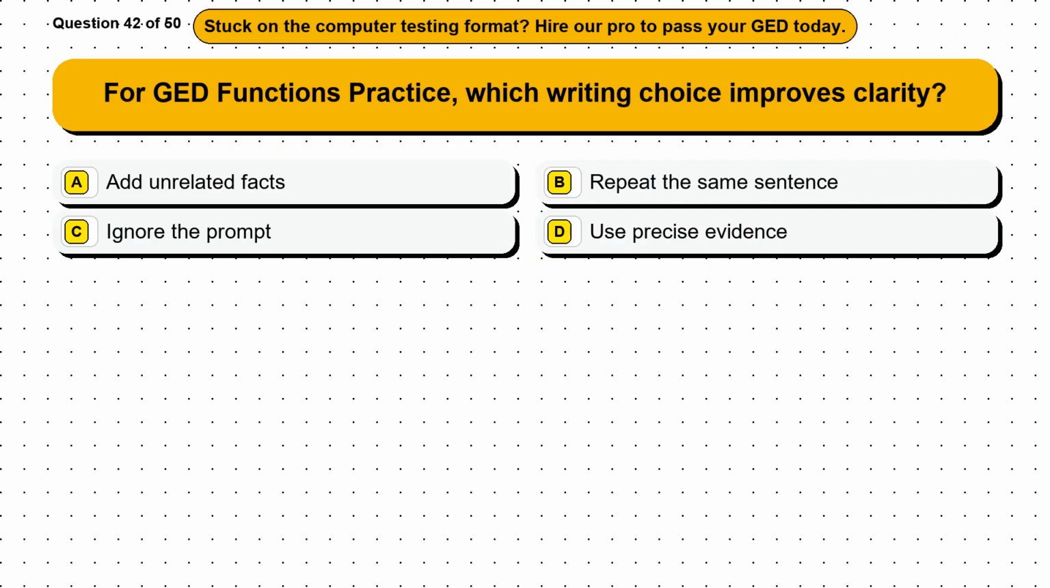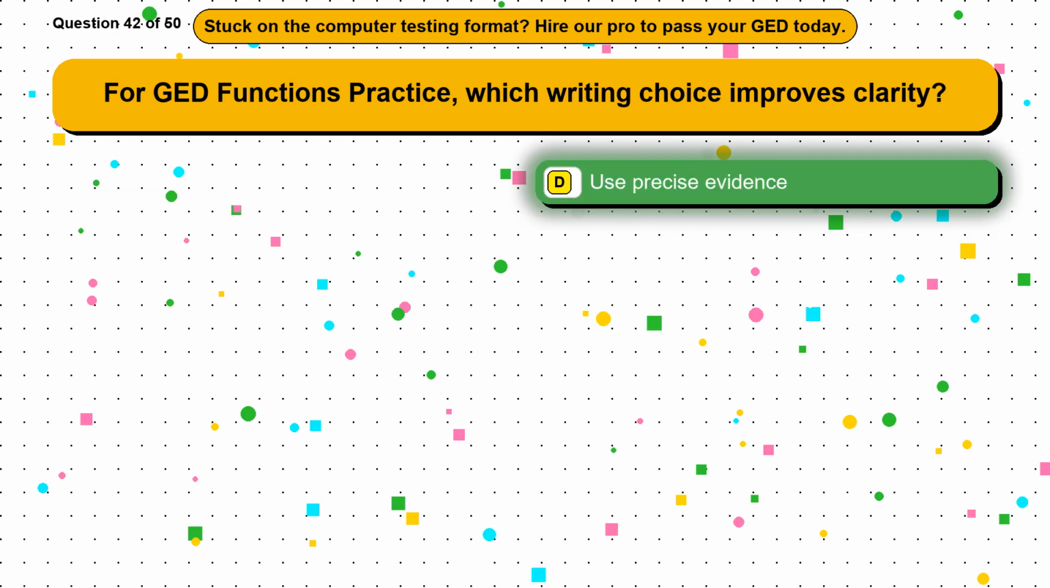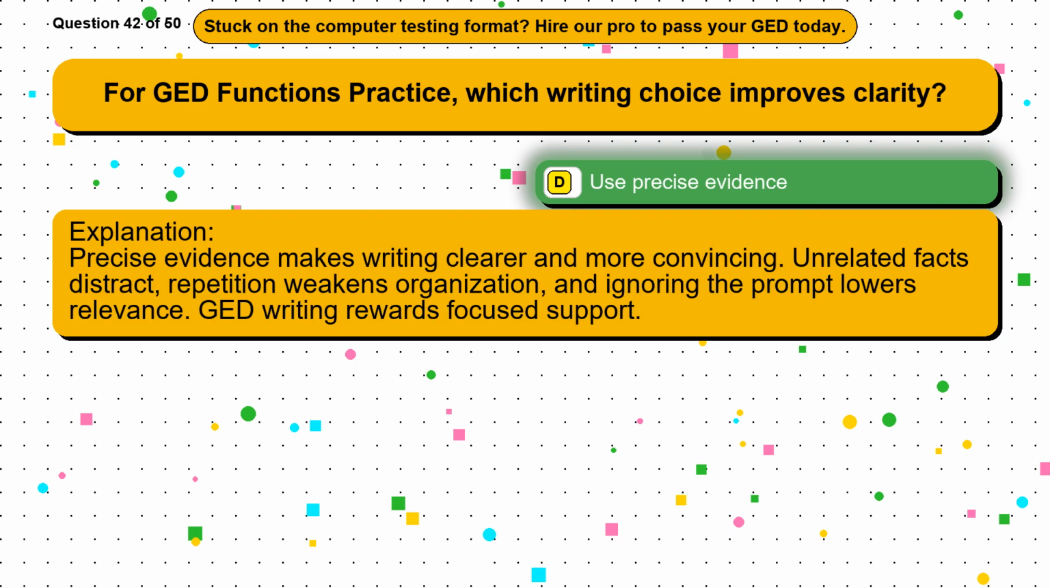Question 42. For GED functions practice, which writing choice improves clarity? Option A Add unrelated facts. Option B Repeat the same sentence. Option C Ignore the prompt. Option D Use precise evidence. The correct answer is option D. Use precise evidence. Precise evidence makes writing clearer and more convincing. Unrelated facts distract, repetition weakens organization, and ignoring the prompt lowers relevance. GED writing rewards focused support.